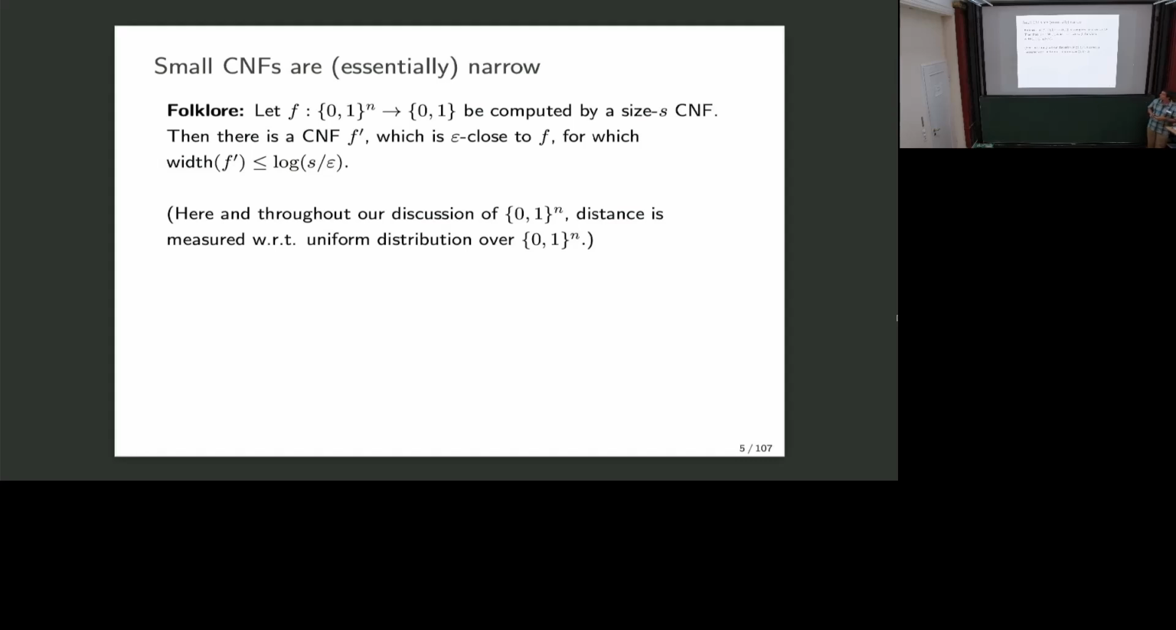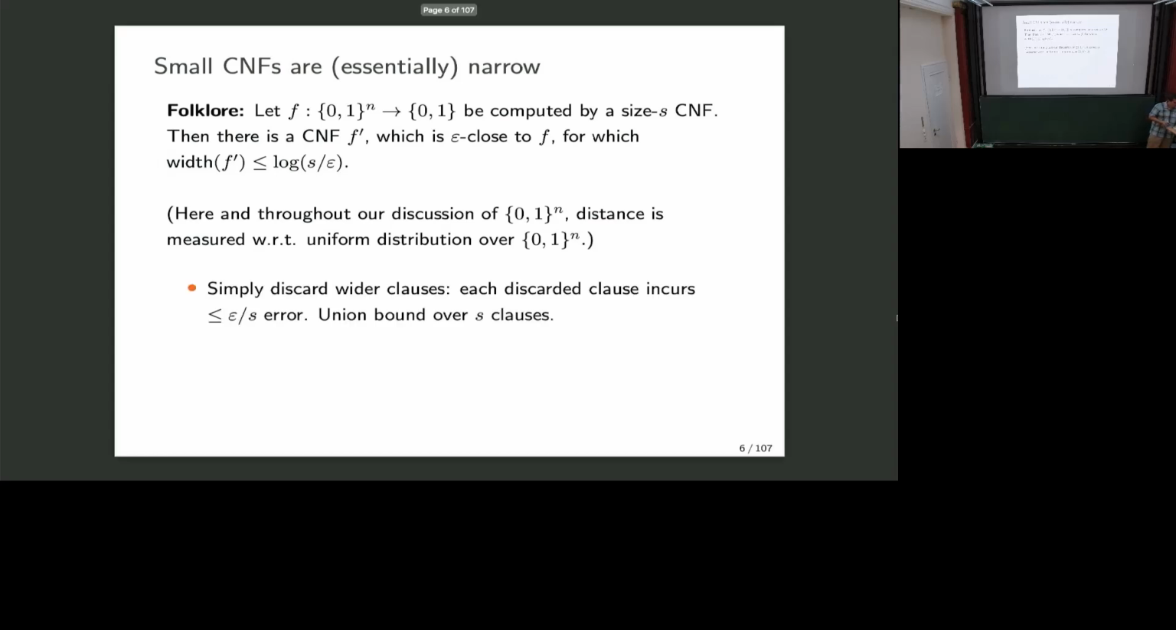Here's a very simple folklore result. Suppose you've got a Boolean function, which is computed by a size S CNF, so S clauses. Okay? Well, then there's a CNF formula which is quite narrow, which has width at most log(S/epsilon). Every clause has just this logarithmic number of literals in it, which is epsilon close to F. And by epsilon close, I just mean that these 2 formulas, F and F', agree on 1 minus epsilon fraction of all inputs. Okay? So again, whenever I talk about Boolean cube approximation, we think about the distance between functions as just under the uniform measure.